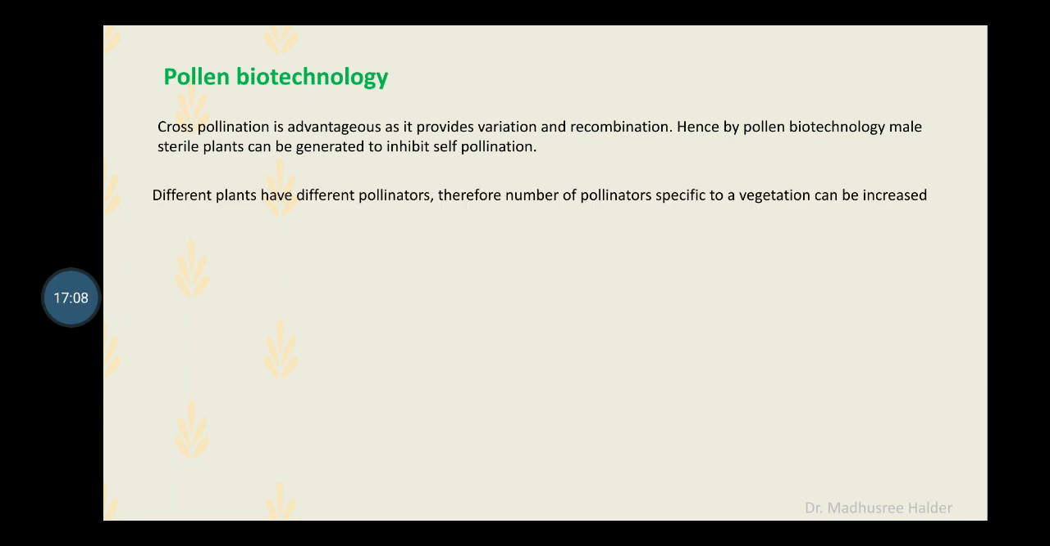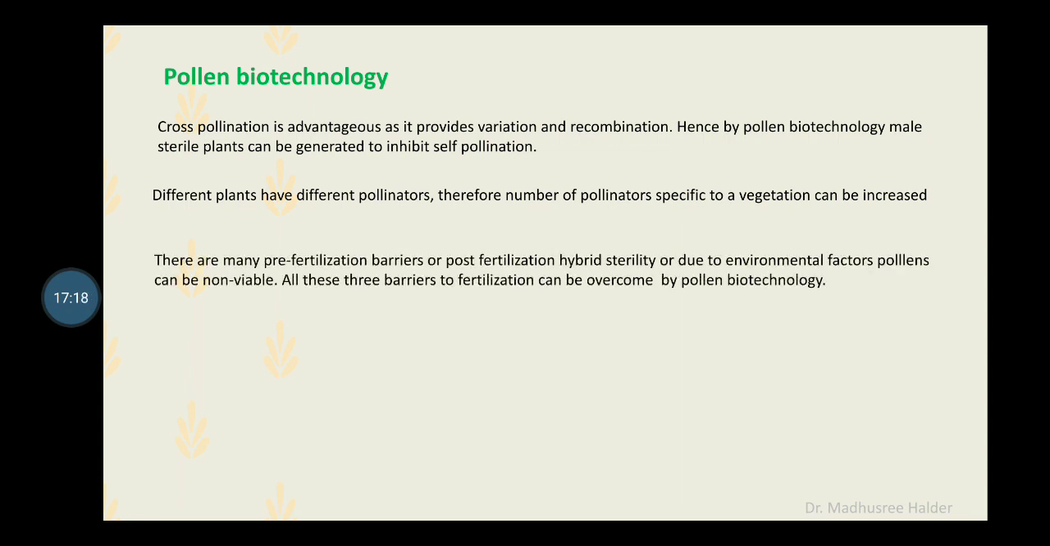So different plants have different pollinators, therefore the number of pollinators specific to the vegetation can also be increased by pollen biotechnology. There are many pre-fertilization or post-fertilization barriers, hybrid sterility, or due to environmental factors, pollen can be non-viable. All these three barriers to fertilization can be overcome by pollen biotechnology.